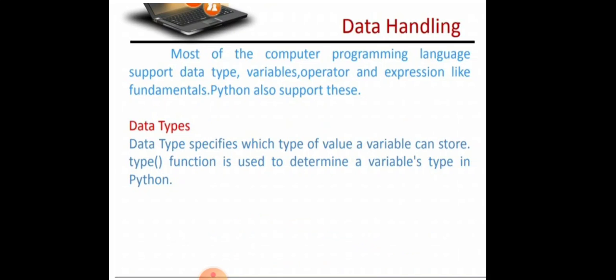Then we have tokens. As we know, the smallest individual unit in a program is known as a token or a lexical unit. Python has different types of tokens: keywords, identifiers, literals, operators, punctuators, etc. Keywords are predefined words. Identifiers are the names given to the different parts of the program, like variables, objects, classes, functions, list, dictionary, etc. Literals are the data items that have a fixed constant value.